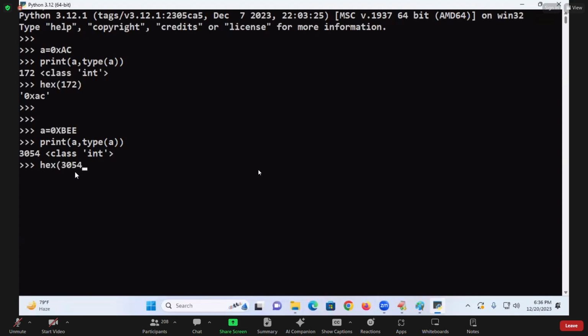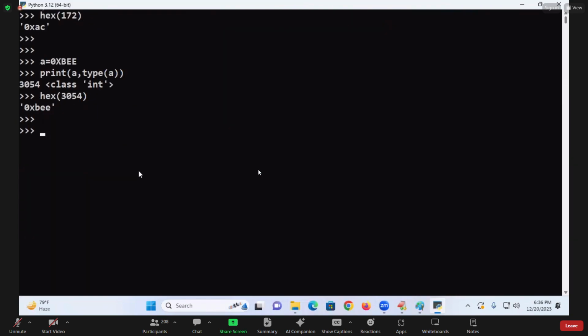3054. It is the base conversion function called 0xBEE. Similarly, what are the things which are coming across in our MCQs level? 0x, 0xFACE. You can take one capital letter, one small letter, etc. Is it valid or invalid? Valid, I will say.